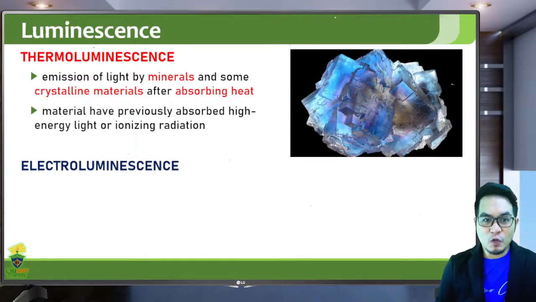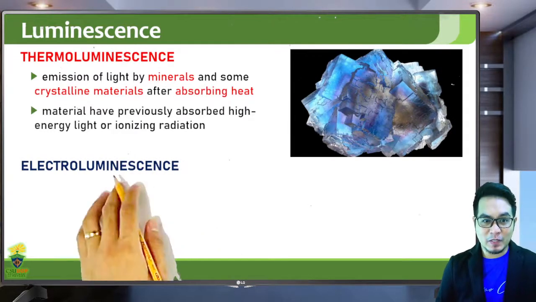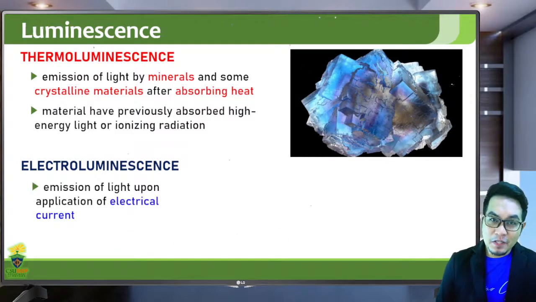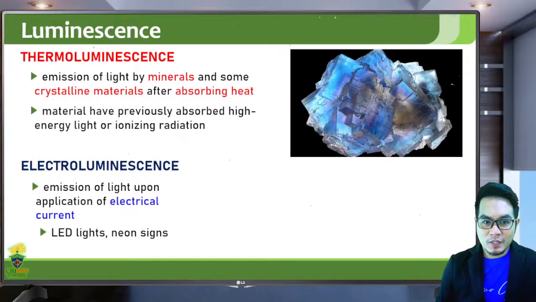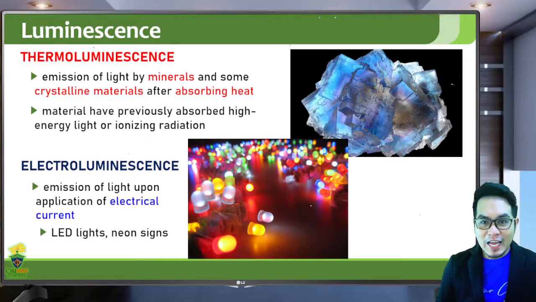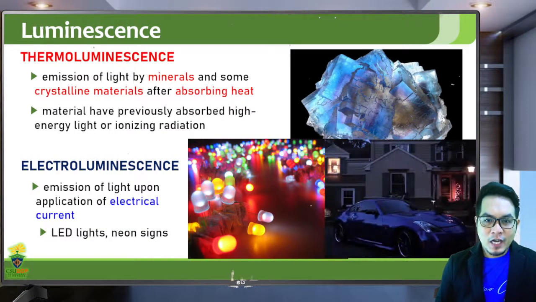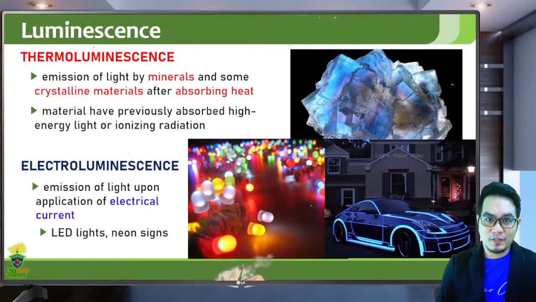So another type of luminescence is electroluminescence. From the word electro, this is emission of light upon application of electrical current. Examples of these are LED lights and neon signs. They are all electroluminescent.